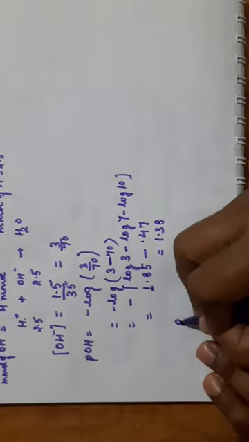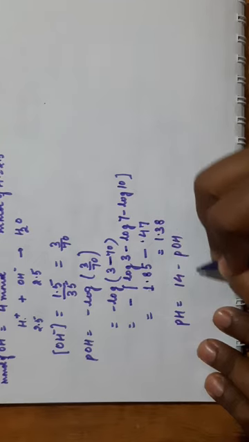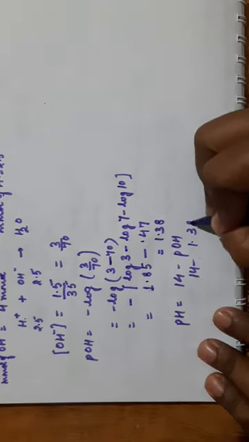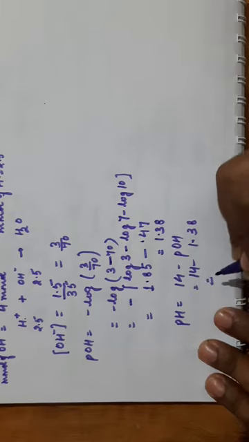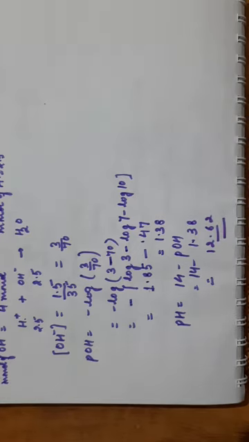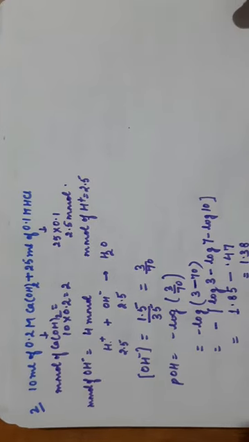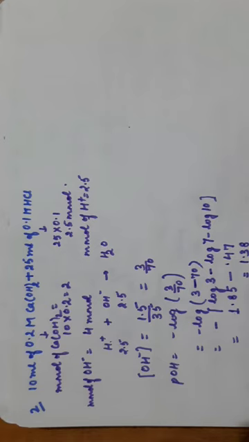Now pH is equal to 14 minus pOH. 14 minus 1.38. So you will get 12.62. This is the pH of this solution. I hope it is clear. So what you have to do is calculate the millimoles of each substance, then calculate the millimoles of OH minus and H plus. See how many are neutralized, what is left in excess. From the excess ion, you have to calculate pH or pOH.